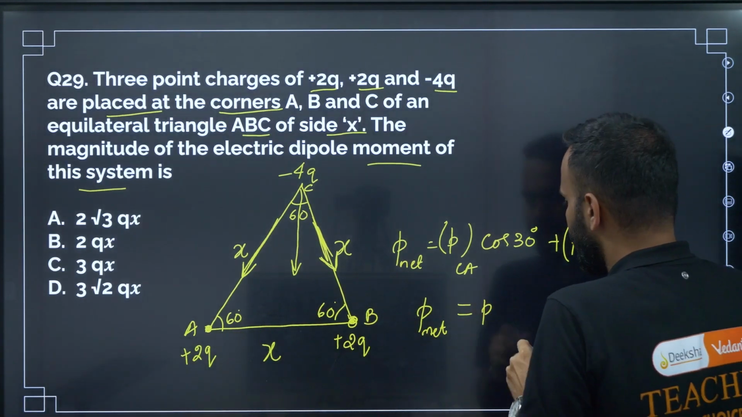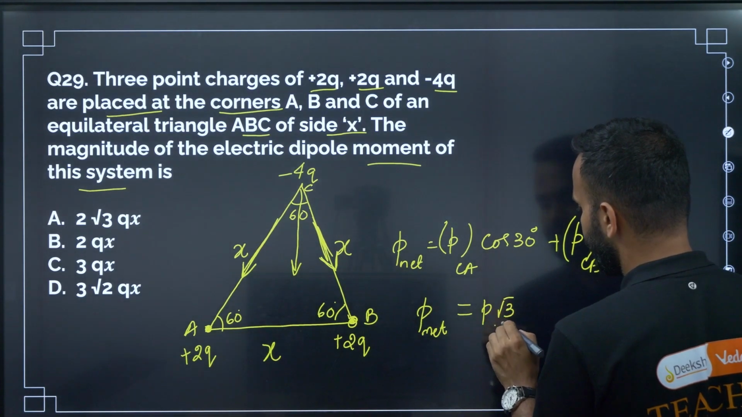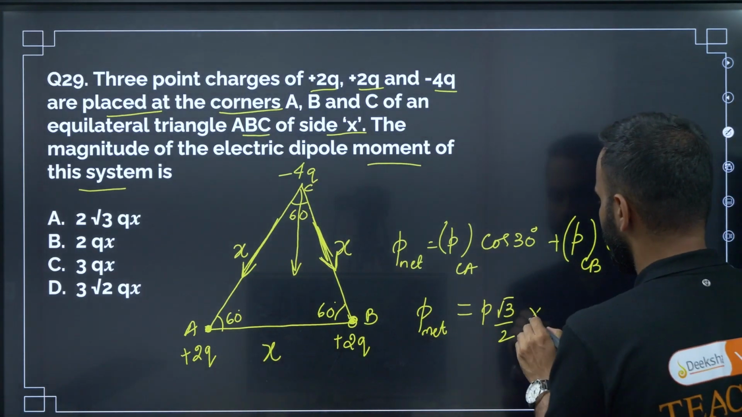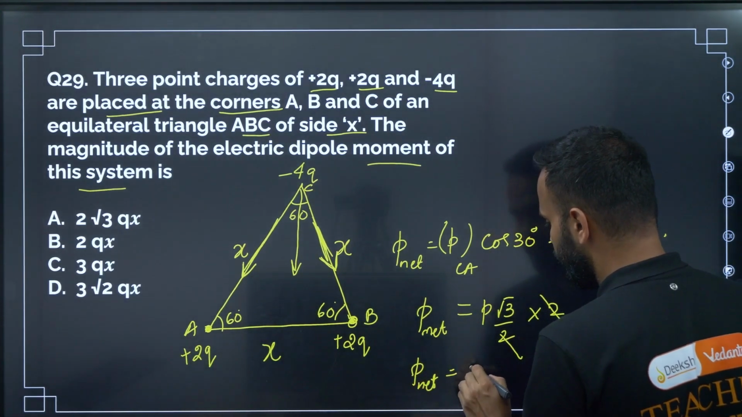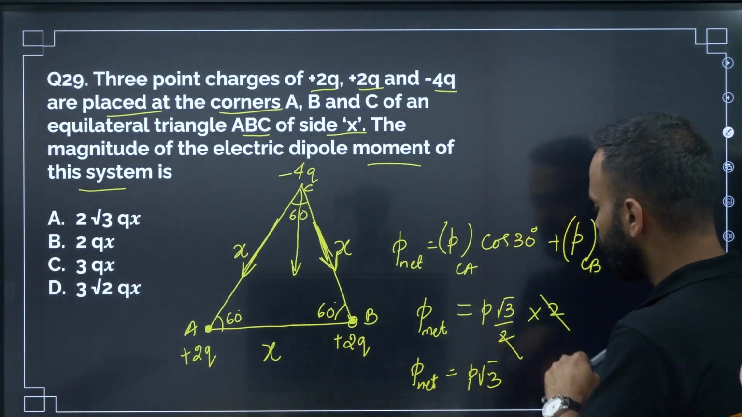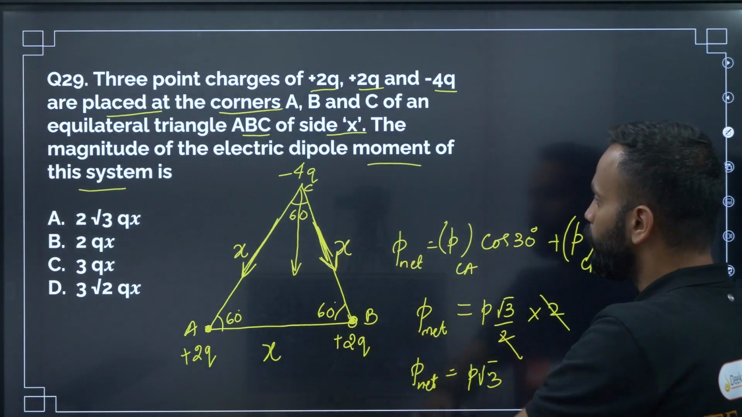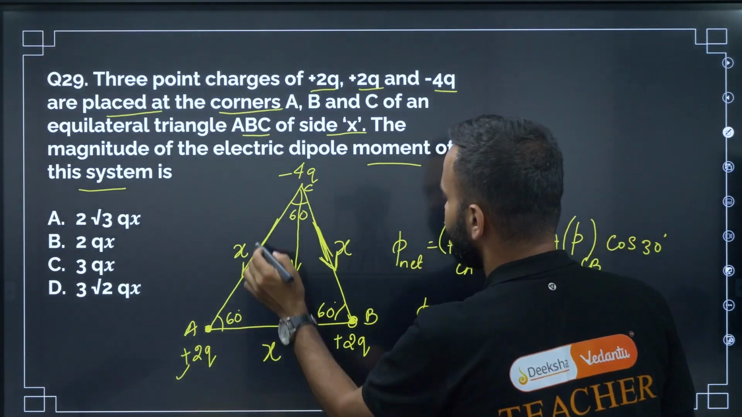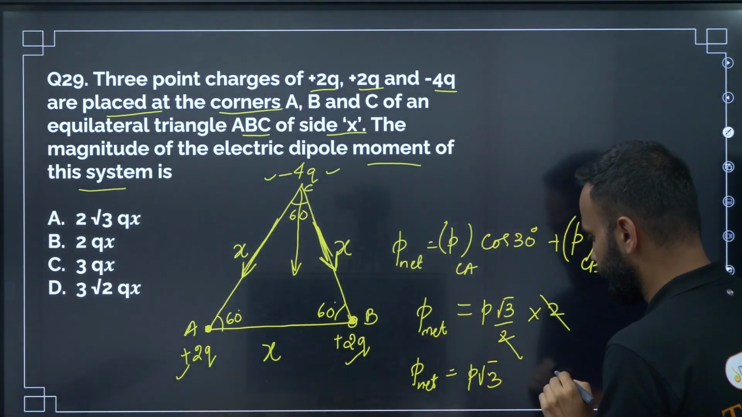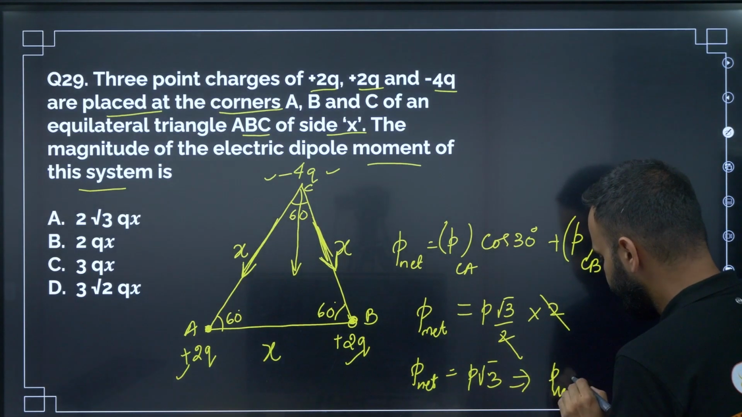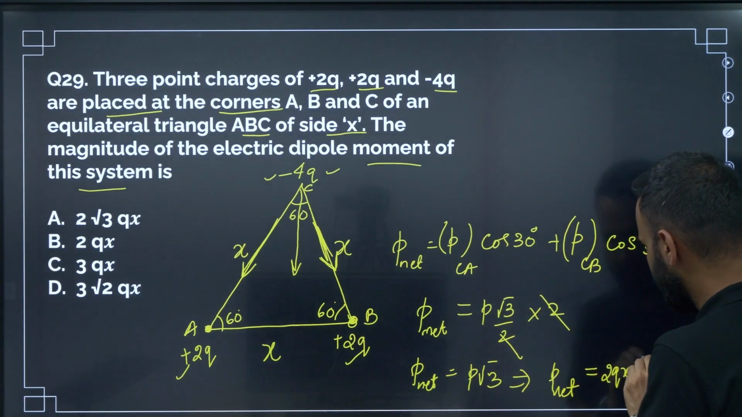So P into cos 30 degree, cos 30 degree is root 3 by 2, plus P into cos 30 degree. So into 2, the 2 will get cancelled. Now net dipole moment is equal to P into root 3. So what is P? P is dipole moment, which is Q into X. Not Q, it's 2Q into X, right? The charges are 2Q, minus 2Q, again minus 2Q and 2Q. So now P is 2Q into X. Finally, the magnitude of net electric dipole moment is 2Q into X into root 3.